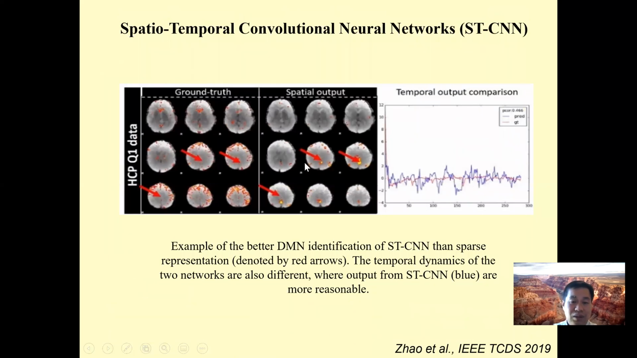For example, in this case, the spatial volume over here is the output of our spatial temporal CNN, and its time series is the blue one. But if you look at the sparse coding, the time series is the red one. That means the spatial temporal CNN can very successfully extract meaningful patterns in both the spatial and temporal domains from very large data. But sparse coding cannot do that because it is impacted by the very large data. So the spatial temporal CNN works better in these cases.